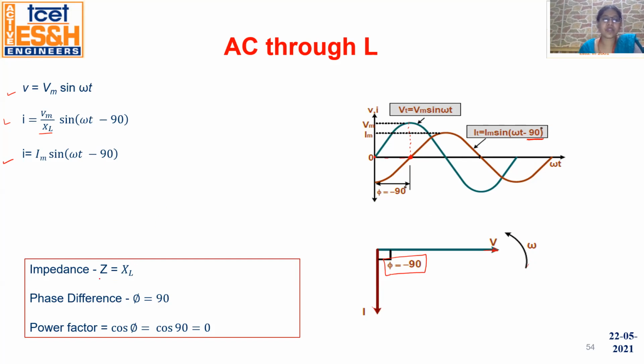Now see here the impedance. The impedance is equal to XL. The phase difference between voltage and current is now 90 degrees. And the power factor in this case, cos phi, where phi is 90, so cos phi is equal to 0. So the power factor in the case of an inductor is 0.